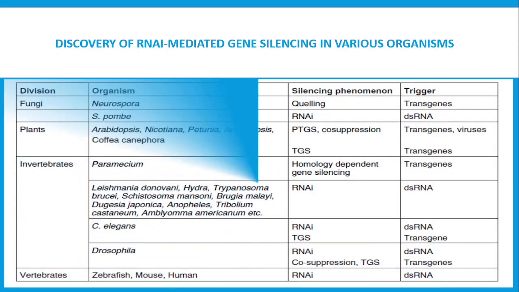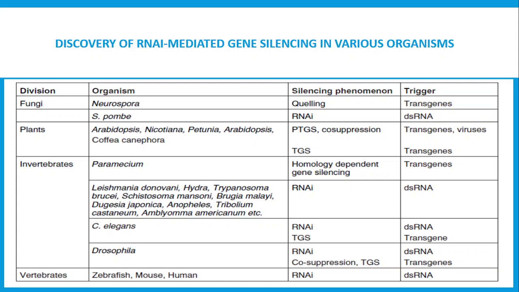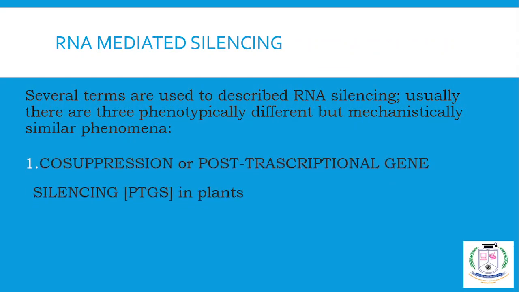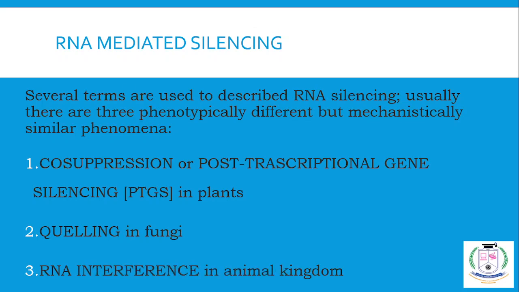And this RNAi mechanism has been discovered in various organisms, and we can find that the major trigger molecule is double-stranded RNA or an exogenous molecule, a transgene. This triggers the silencing phenomenon, which is known by different names. This RNA-mediated silencing is known as co-suppression or post-transcriptional gene silencing in plants, quelling in fungi, and RNA interference in the animal kingdom.